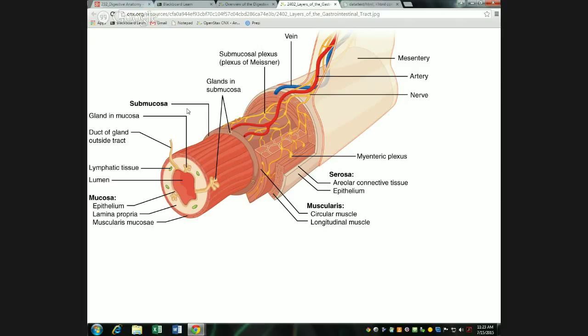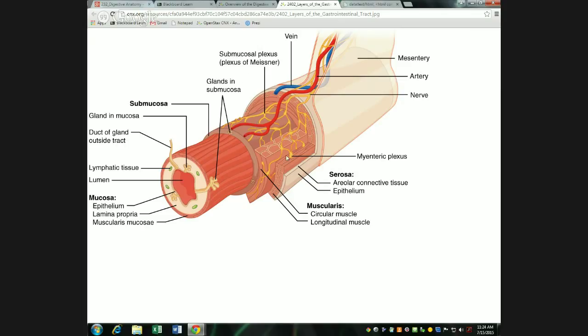What we call the, where is it labeled here? The submucosal plexus. Plexus just kind of means network. So we're talking about nerves or blood vessels for that matter. Sometimes we call them a plexus. So there's a plexus or a network of nervous tissue in the submucosa called the submucosal plexus.